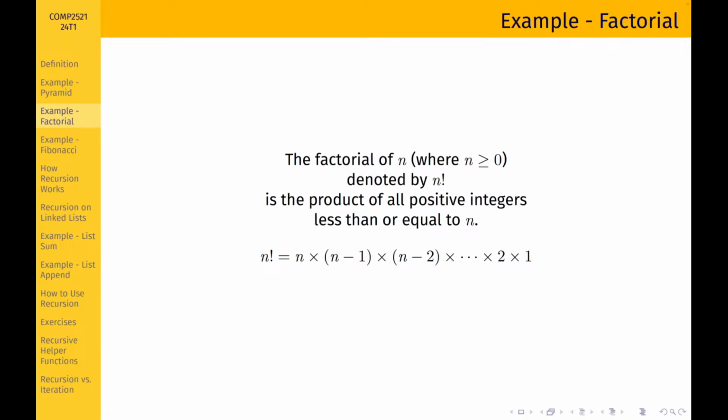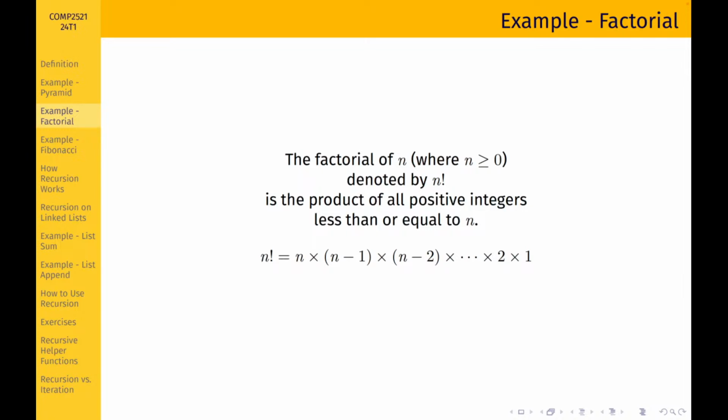Here's a classic example of recursion: calculating the factorial. I'm guessing most of you know what factorial is, but in case you don't, the factorial of a number n is the product of all the positive integers less than or equal to n. So n factorial is equal to n times n-1 times n-2 and so on all the way down to 1.